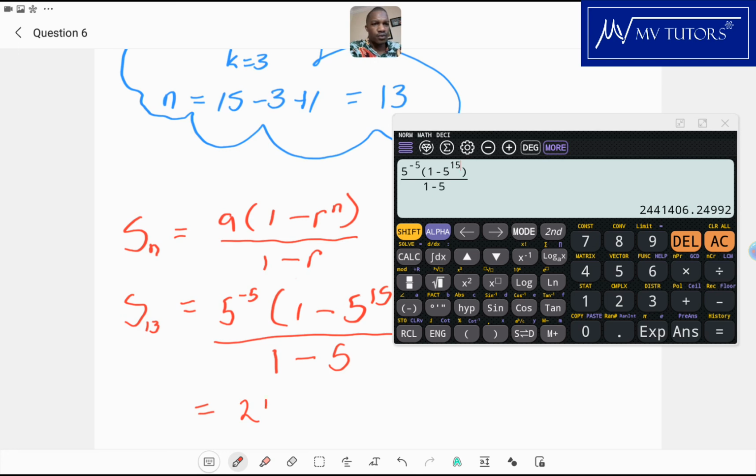It's 2441406.2. If I'm doing 2 decimals, then that 4 becomes a 5. Okay, so also here, let's rub this. This should be 15.